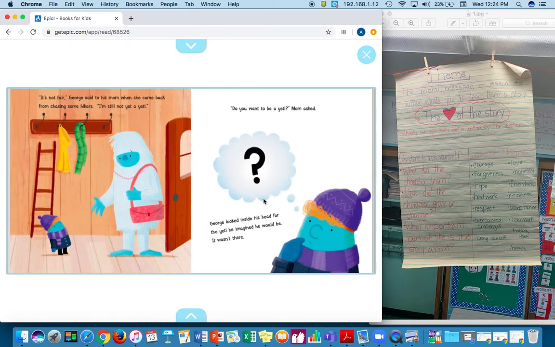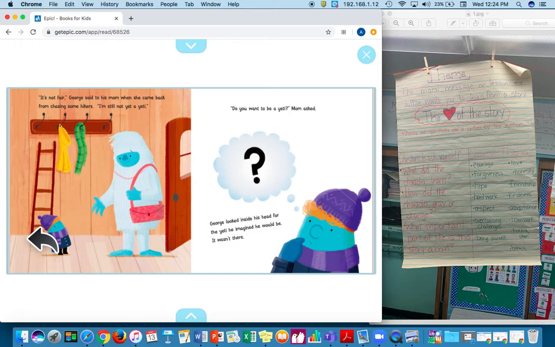Now, when George talks to his mother, that's when he starts to learn something. "It's not fair," George said to his mom when she came back from chasing some hikers. "I'm still not yet a Yeti." "Do you want to be a Yeti?" Mom asked. George looked inside his head for the Yeti he imagined he would be. It wasn't there. So right now we can see George starting to change.